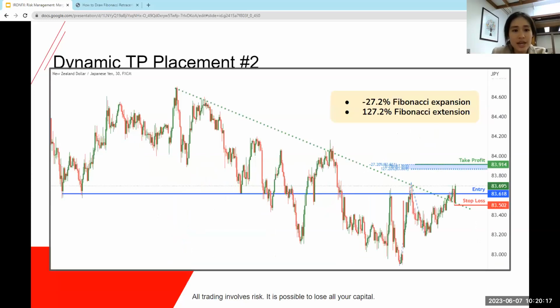Okay, let's take a look at another example. So in this case, we have a descending trend line, and price recently broke out of this descending trend line, giving us a bullish bias. So we're expecting price to head up from our entry towards our take profit. And you can see my take profit is a major Fibonacci confluence area.